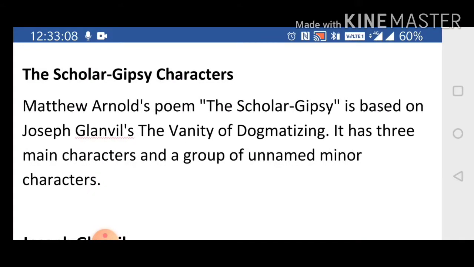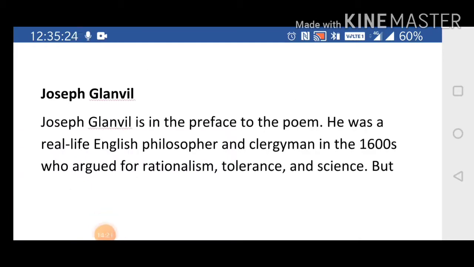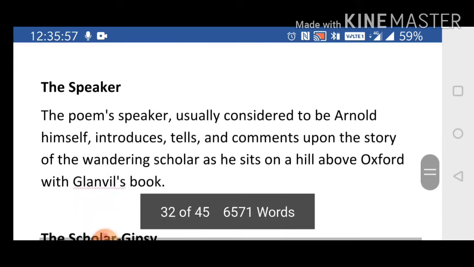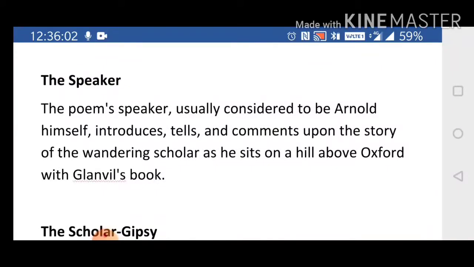Matthew Arnold's poem The Scholar Gypsy is based on Joseph Glanvill's The Vanity of Dogmatizing. It has three main characters and a group of unnamed minor characters. First is Joseph Glanvill. Joseph Glanvill is in the preface of the poem. He was a real-life English philosopher and clergyman, meaning he was a priest in the church, in the 1600s, who argued for rationalism, tolerance, and science. But he also argued for the existence of witches and evil spirits, and his writings were often used to justify witch hunts.